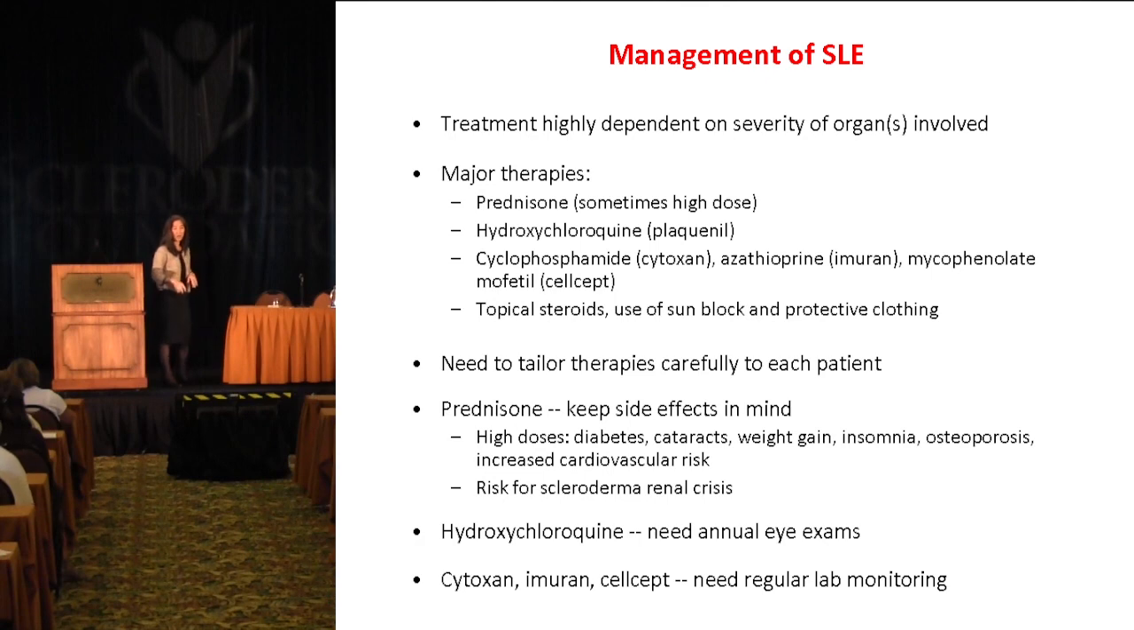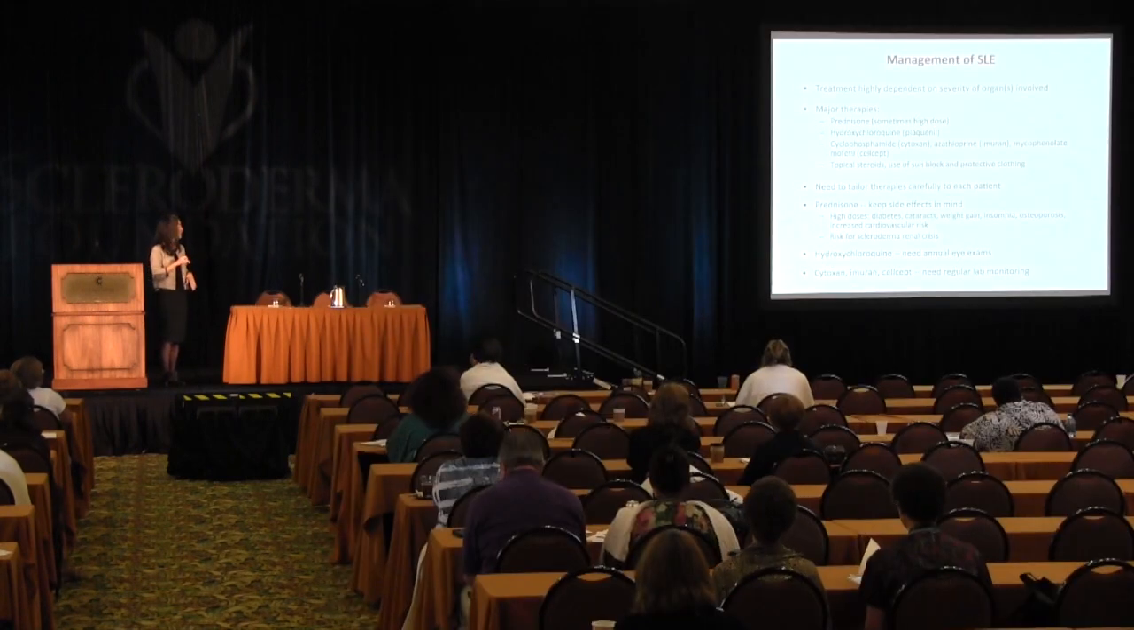And in scleroderma in particular, prednisone is something we tend to not use as readily because of the risk for renal crisis. Okay. And then one other point to make here is that with Plaquenil or hydroxychloroquine, which a lot of you may be on as well, because it also actually probably helps scleroderma, you should be getting annual eye exams because it's a low risk, but there is a risk for retinal deposition. And then with Cytoxan, Imuran, and Cellcept, you need to have your labs monitored regularly.